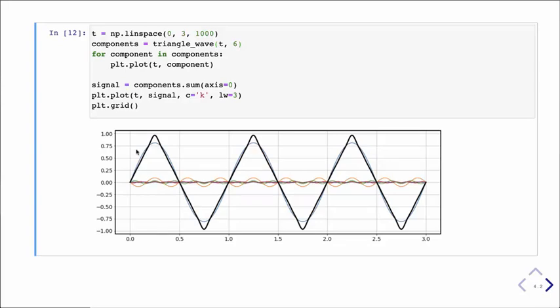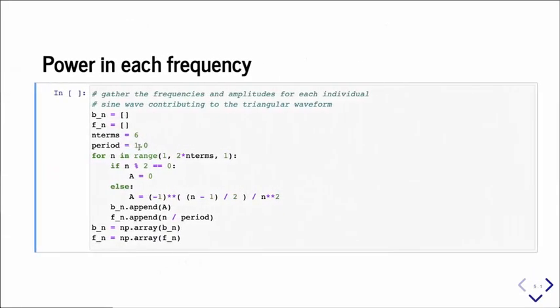So let's explore that now. We're going to take a look at what those amplitudes are for each one of our sine waves. So again, these are the BN terms. We're going to keep track of that, and the frequencies. Just going to use 6 terms here. Stick with a period of 1. And then we're going to add all the terms. I'm going to keep track of the even ones as well. So if we have an even term, we're just going to set the amplitude to 0. If an odd term, we're going to set the amplitude as appropriate for a triangle wave. And then we're going to record all these amplitudes and frequencies and turn those into arrays so we can work with them. So I'll run that.